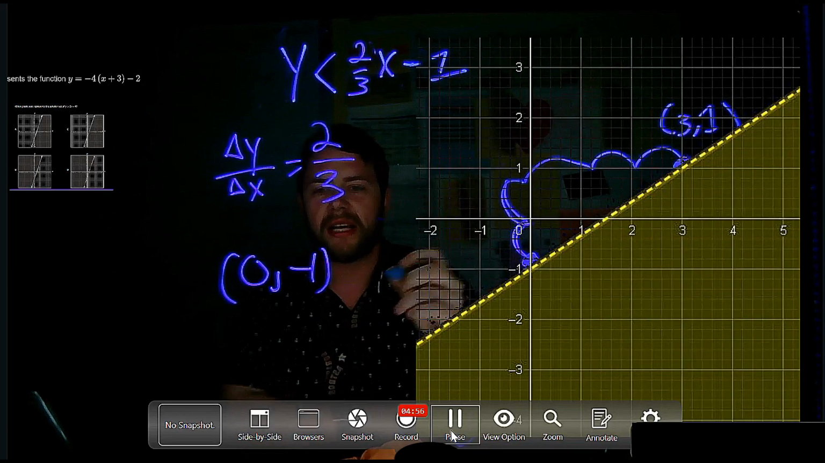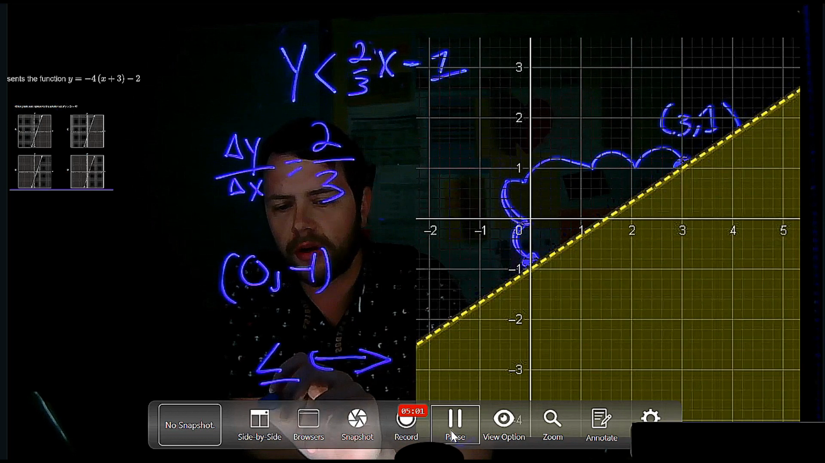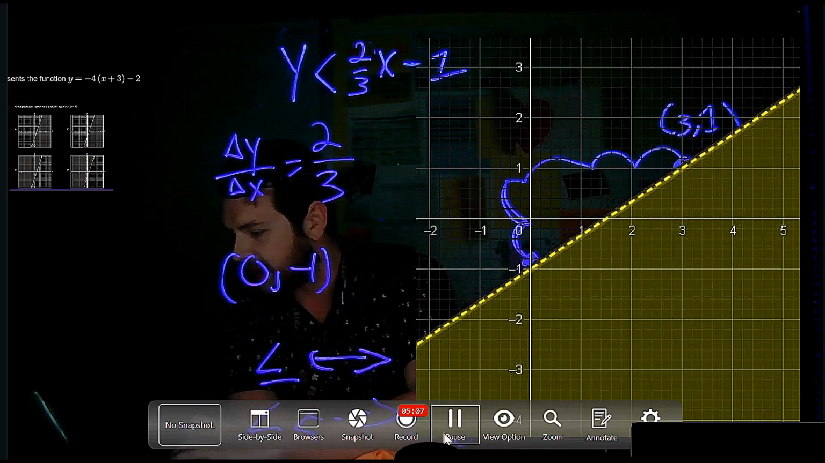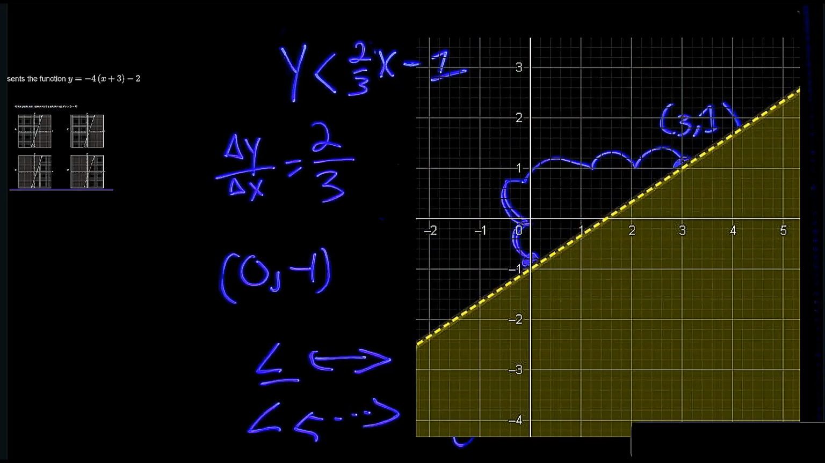Remember, more ink, less ink. If we have the equal sign, we want a solid line. If we don't have the equal sign, we want a dashed line. That's the more ink, less ink rule. Oh, you can't see that? There you go. More ink, less ink rule.